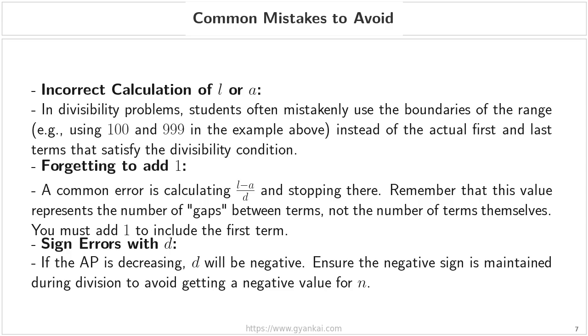Finally, keep a close eye on sign errors involving the common difference. If you are working with a decreasing arithmetic progression, your d value will be negative. You must be extremely disciplined in maintaining that negative sign during your division. If you lose track of the sign, you might end up with a negative value for n, and as we will see in our final summary, the number of terms must always be a positive integer. Keep these points in mind as we move to our final key takeaways.